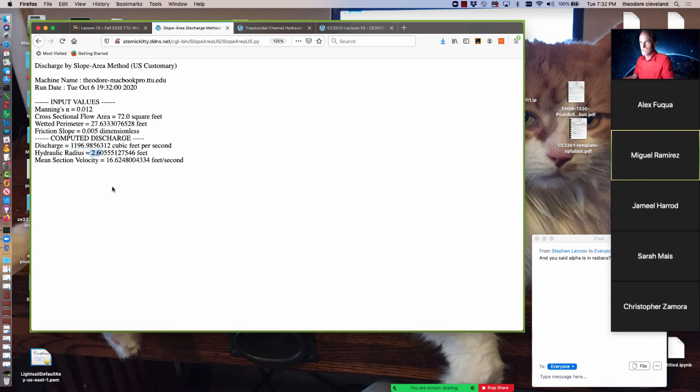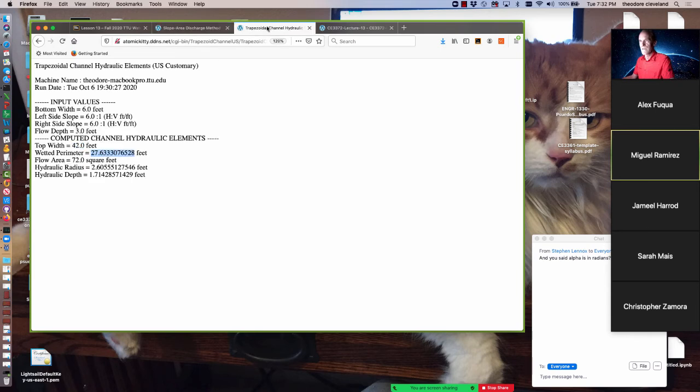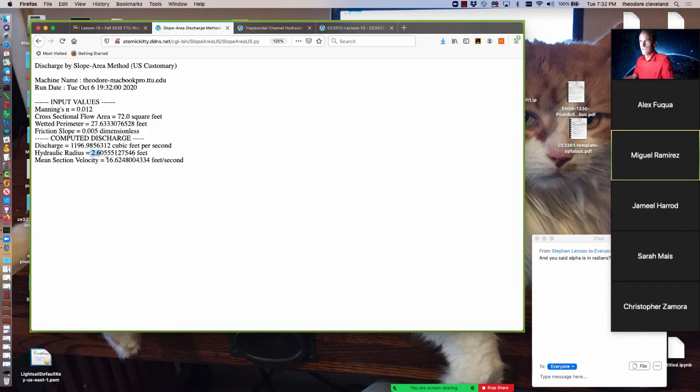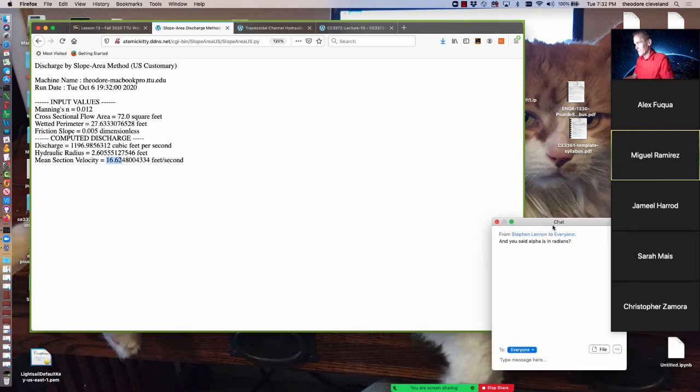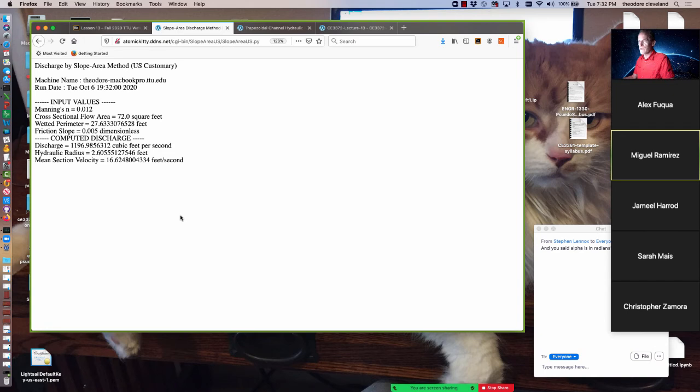Hydraulic radius is 2.6 feet. We can check that, and sure enough, that's the correct hydraulic radius. Mean section velocity of 16 feet per second. That's a bit high for a trapezoidal channel, but not out of reason. We would probably jack with the slope and some of the other properties. We kind of want to get that down around 10. In the chat box it said, you said alpha is in radians. Yes, I did say alpha is in radians. It doesn't work very well if you do it in degrees, as I have it written. You could build the conversions in if you wanted.